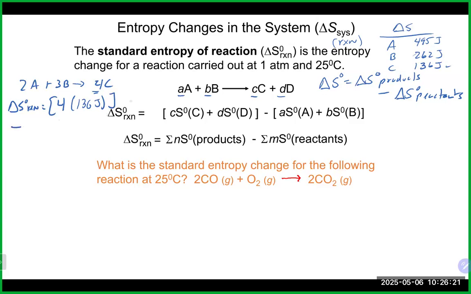We then would subtract it from our reactant. So we have 2 times A's value from the table, 495 joules. We would then add it to 3 times the value we have here in the table for B, 262 joules. And for fun, let's see how I did making up numbers here. Let's see what we end up with. We got 4 times 136 minus 2 times 495 plus 3 times 262, and we're going to end up with minus 1232 joules in this particular case.